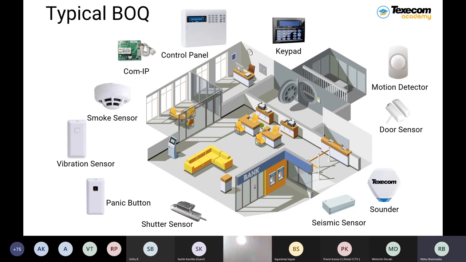So Texecom's sounder comes with the bell as well as strobe, both in one unit. Then the second thing we give is a keypad, which is called a display unit, for the end customer who is controlling and operating the system. It will show all the alerts, and he can even do programming. He can create user codes or change the user code. He will use the keypad. So all such things you can give in a typical banking sector BOQ designing part.